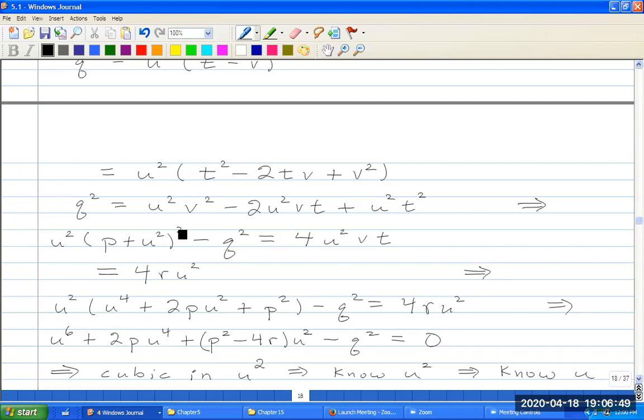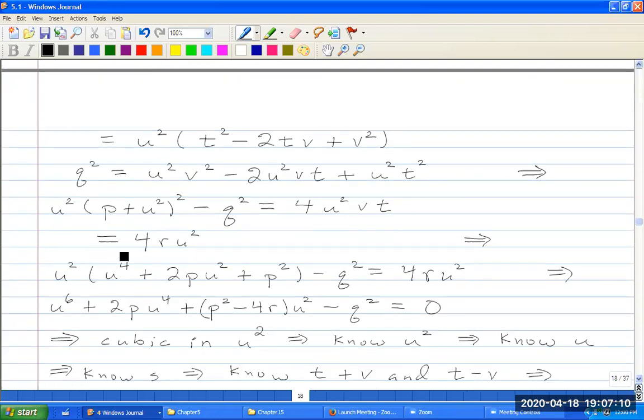Let's square this out. So I get u to the 4th, again by the special product formula, plus 2pu squared plus p squared. And this is all times your u squared, minus q squared equals this 4ru squared. And so I get u to the 6th plus 2pu to the 4th plus u squared times p squared minus 4ru squared. So let's bring this over. Minus q squared equals 0.